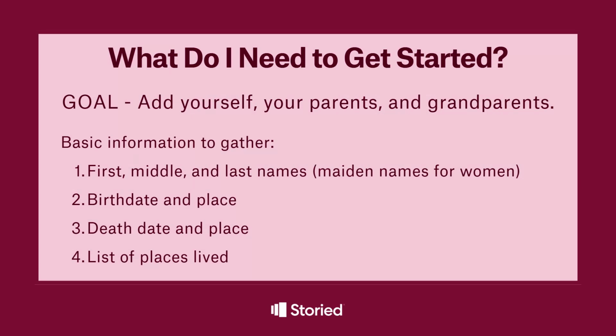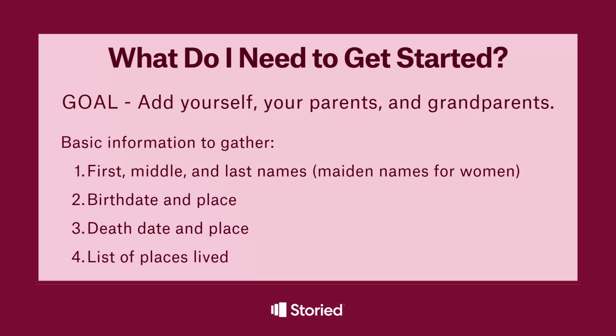Well, to get started, I would suggest that you gather some items first. Your goal is to add yourself, your parents, and your grandparents if you know them. Those are the key people to get you started. Some basic information you're going to want to gather for each person is a first, middle, and last name, maiden names for women, and all of this is if you know the information. I would just jot it down on a piece of paper so it's quick and easy to enter. Their birth date and place, death date and place, and then a list of places that they might have lived that are different than a birth location and a death location.